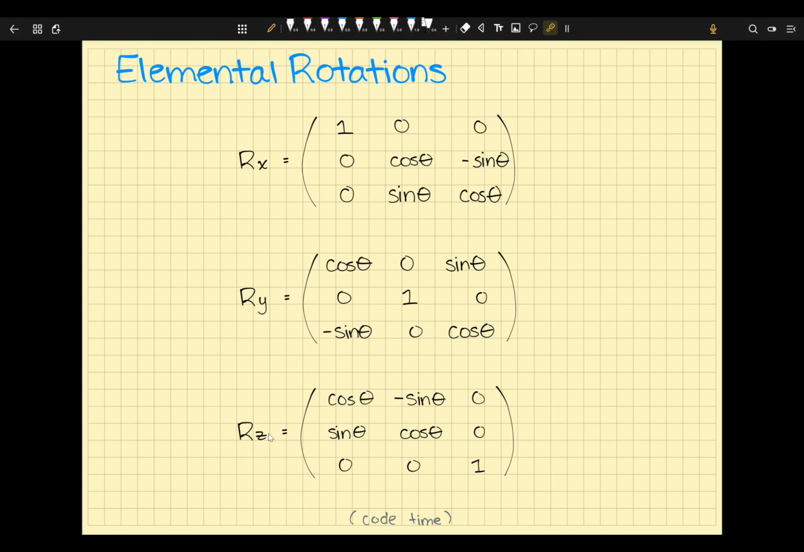rotation matrices. So this is the one that we just looked at. And then for our x, we're going to keep x fixed at 1, 0, 0. And then we just do our 2D rotation on the y and z axes. And then for our y, we're going to keep the y-axis fixed, and then rotate the x and z axes.